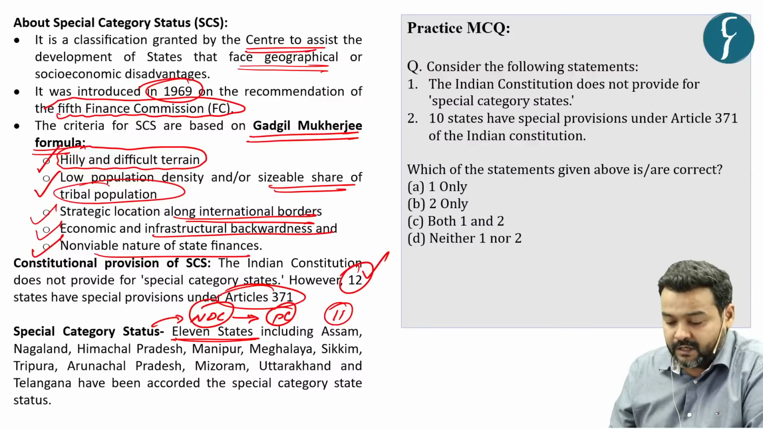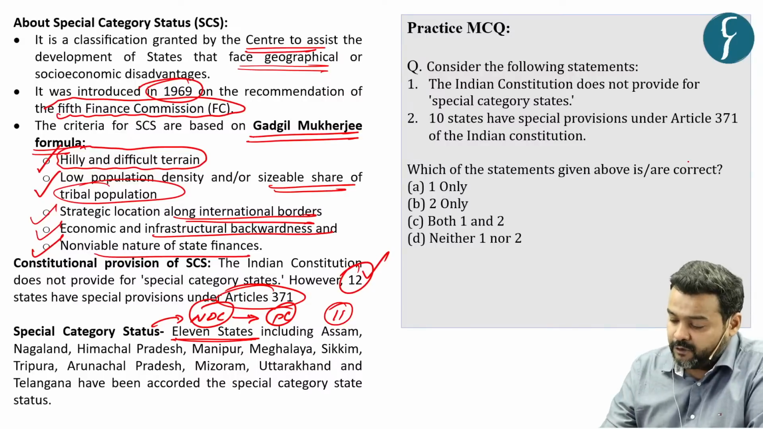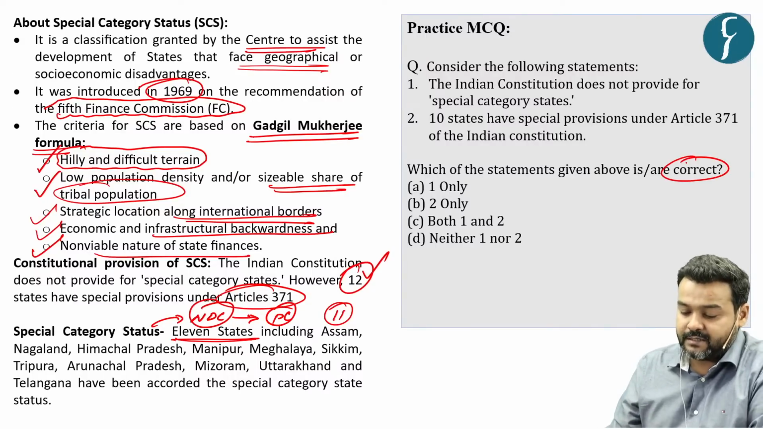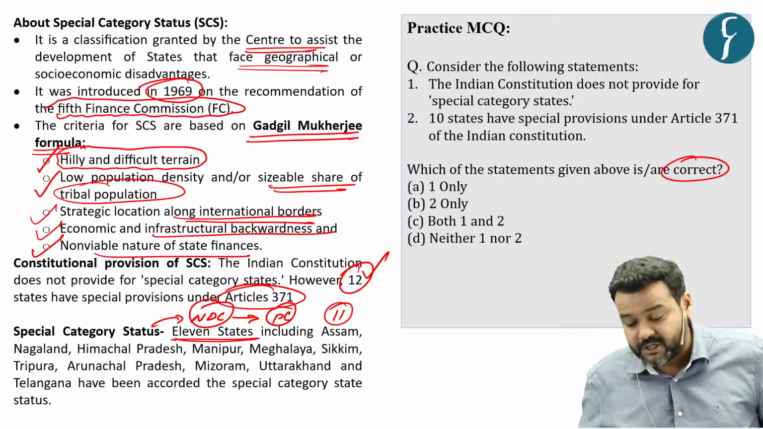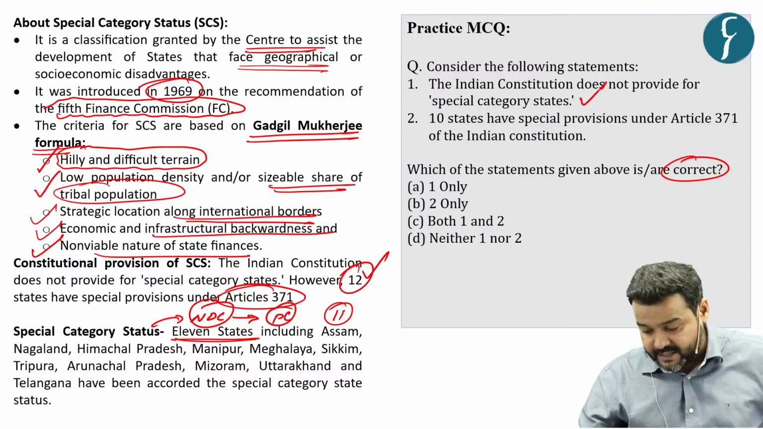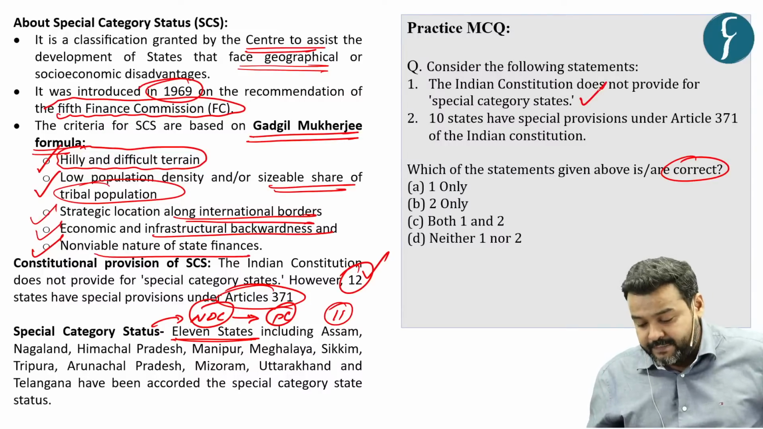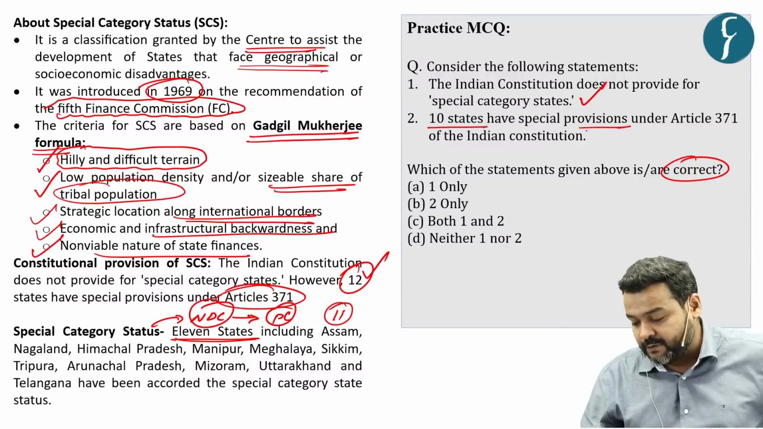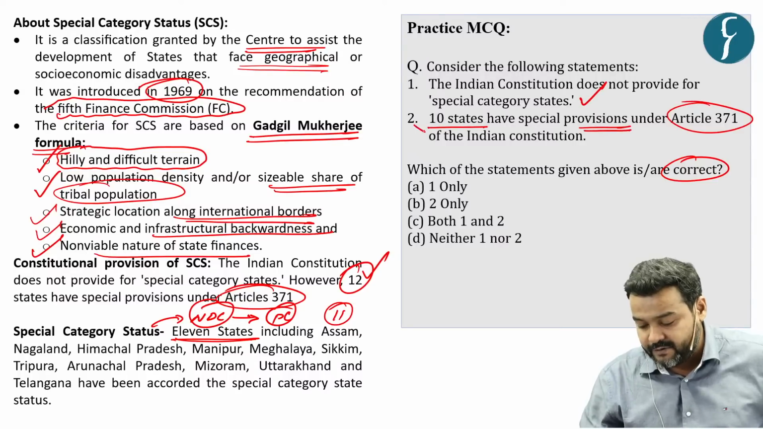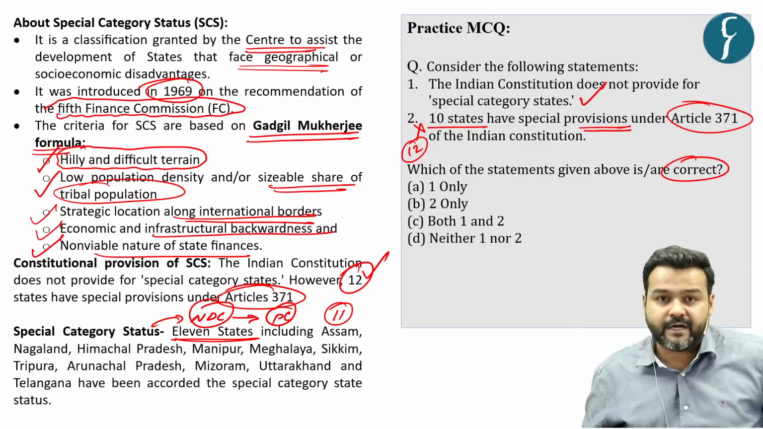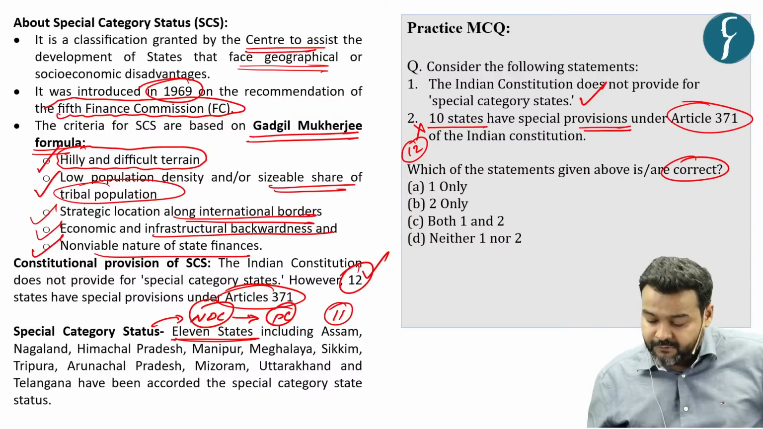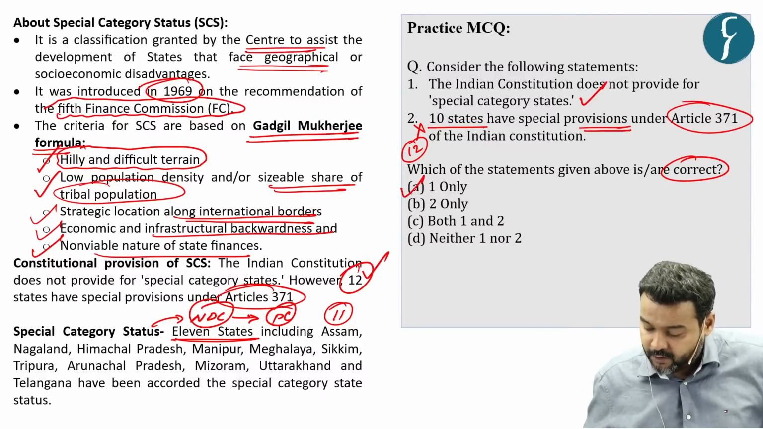So let us solve this question. You have to find the correct statements. The statement 1 says the Indian Constitution does not provide for special category states. This is correct. Second statement says 10 states have special provisions under Article 371. This is incorrect. 12 states have special provisions under Article 371. So your answer would be A, that is 1 only.